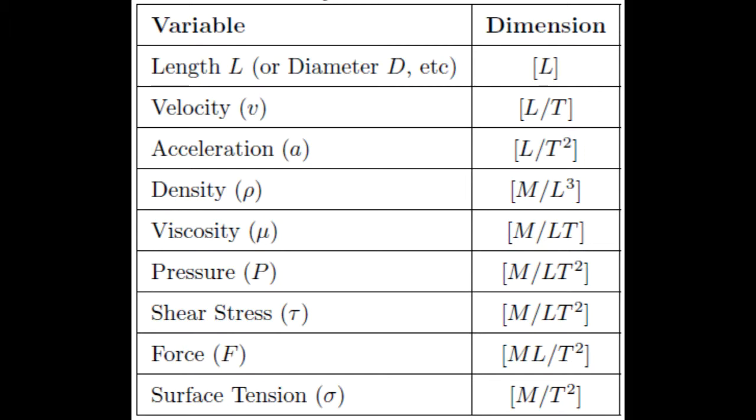So this table shows the common variables in fluid mechanics along with their dimension. Any length, like diameter, is going to have a dimension of length, obviously. Area is going to have length squared. Volume will be length cubed. Velocity will be length over time. Acceleration, length over time squared. Density, mass over length cubed. Viscosity, mass over length time. Pressure, mass over length time squared. Shear stress, same as pressure, mass over length time squared. Force, mass length over time squared. And then surface tension, mass over time squared.